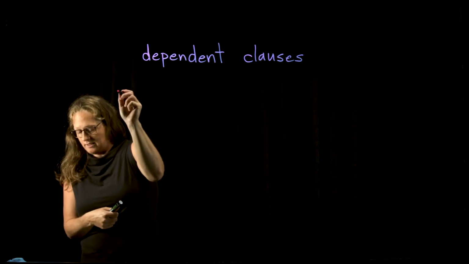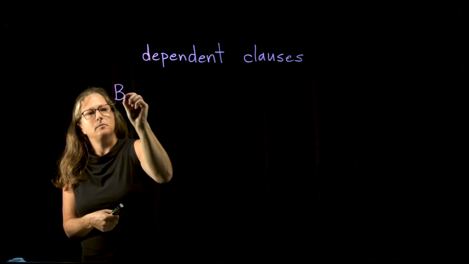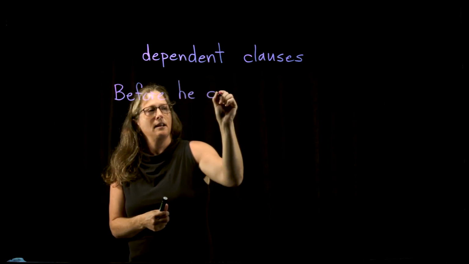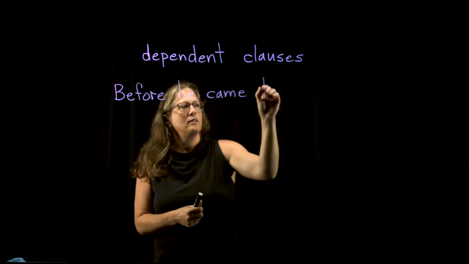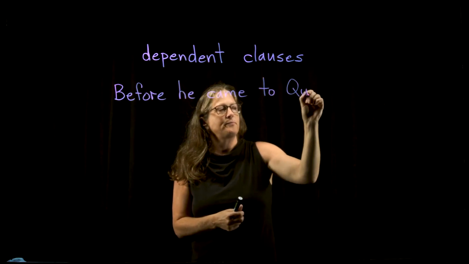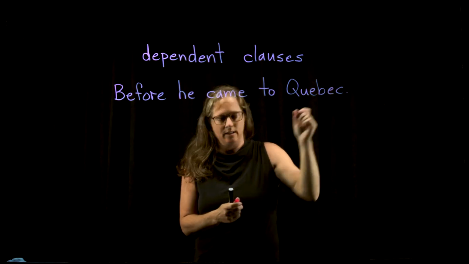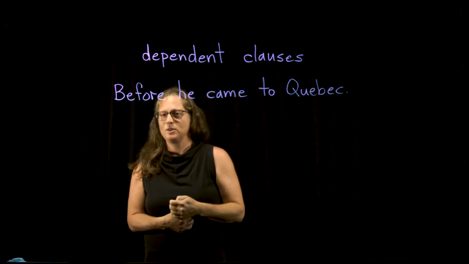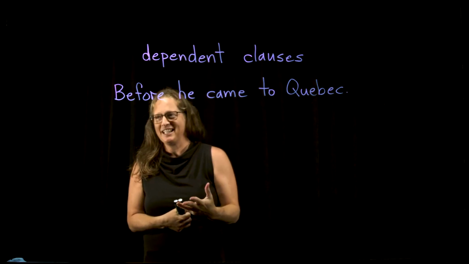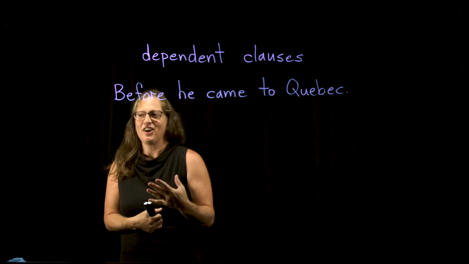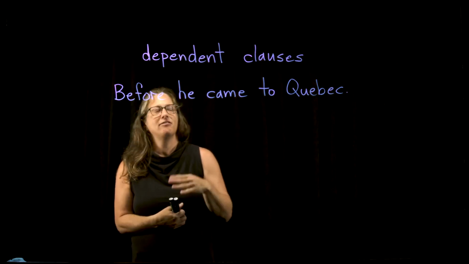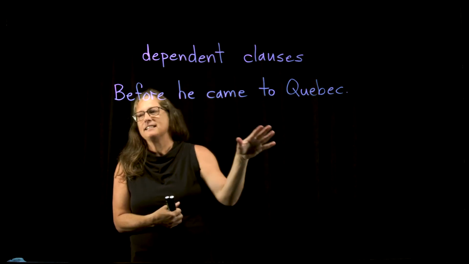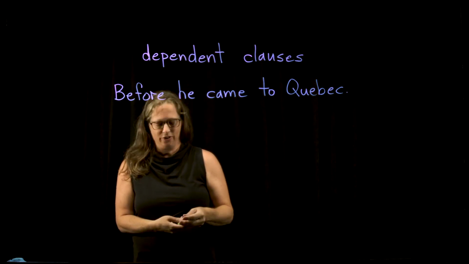here's a dependent clause. Before he came to Quebec. Okay? If I just came up to you and I said, before he came to Quebec, you would be expecting me to say something more, right? You'd be confused if I did not say something more. So if you write a dependent clause as if it's a complete sentence, the reader will be confused.